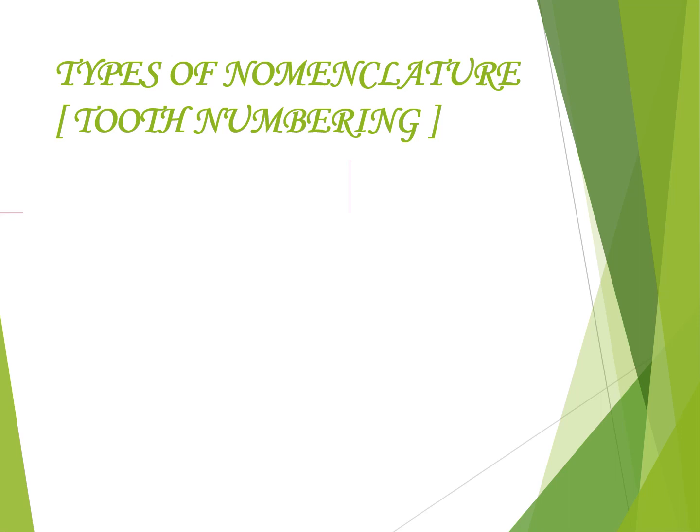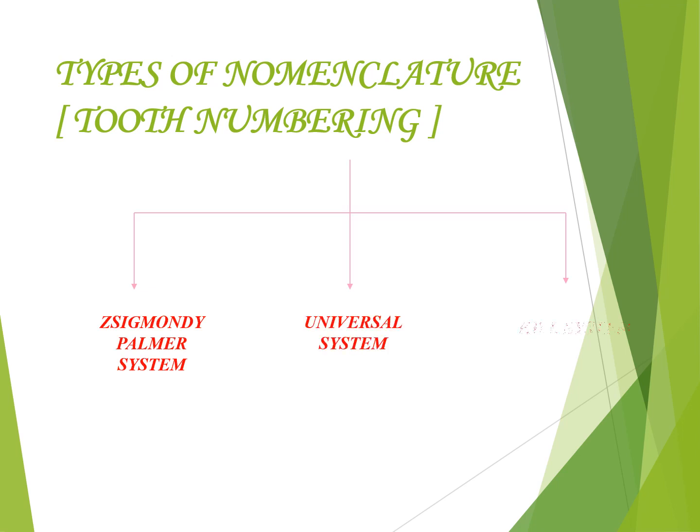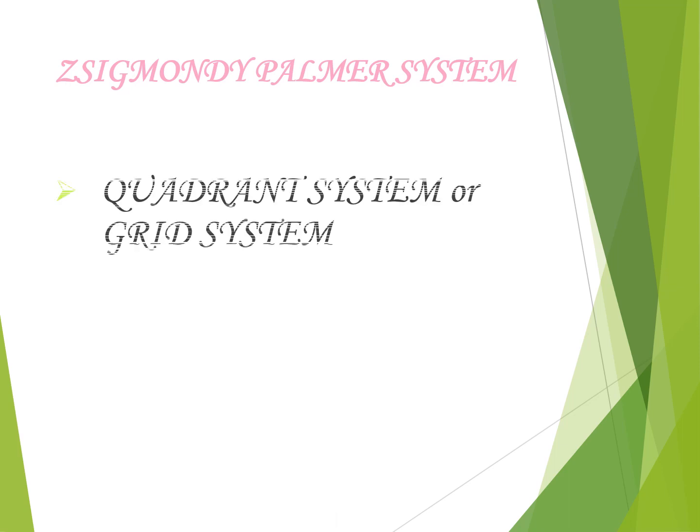Coming on to the types of tooth numbering systems, there have been several tooth numbering systems designated for easy referral and identification of teeth and for usage benefits. The main numbering systems are the Zsigmondy-Palmer system, the Universal system, and the FDI, Federation Dentaire Internationale system. These three are the most commonly used numbering systems for both the deciduous as well as the permanent dentition. So first we will see the Zsigmondy-Palmer system.